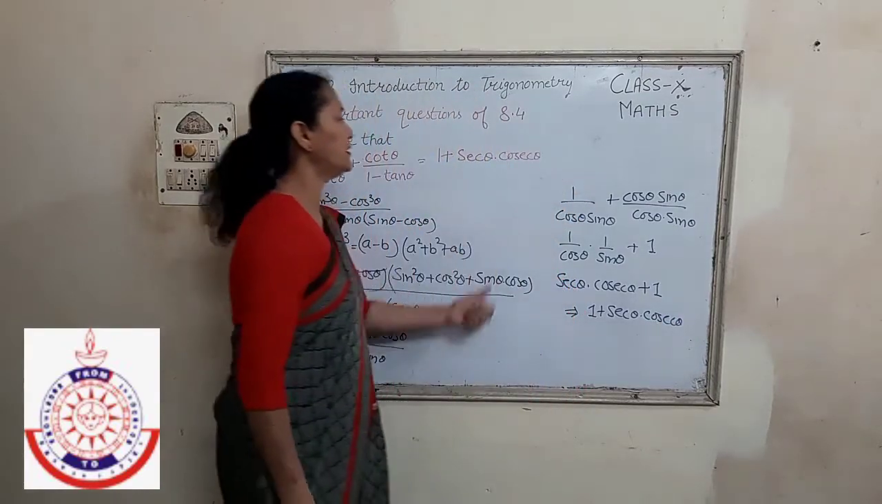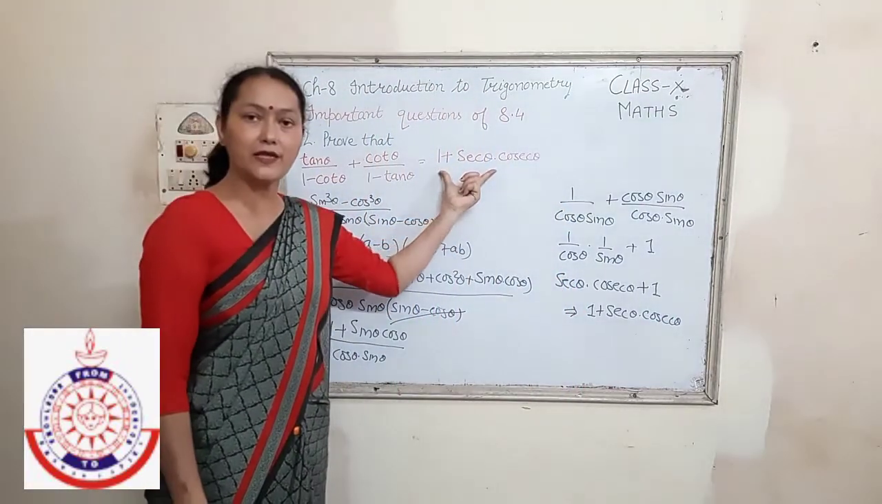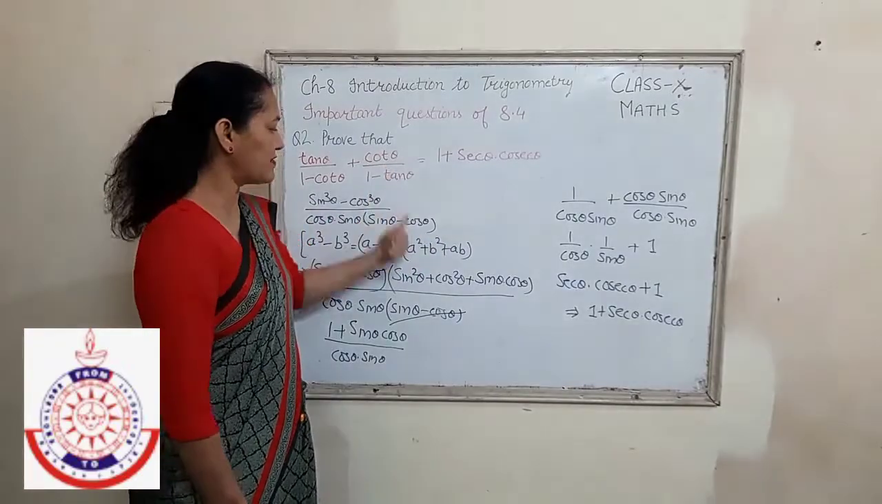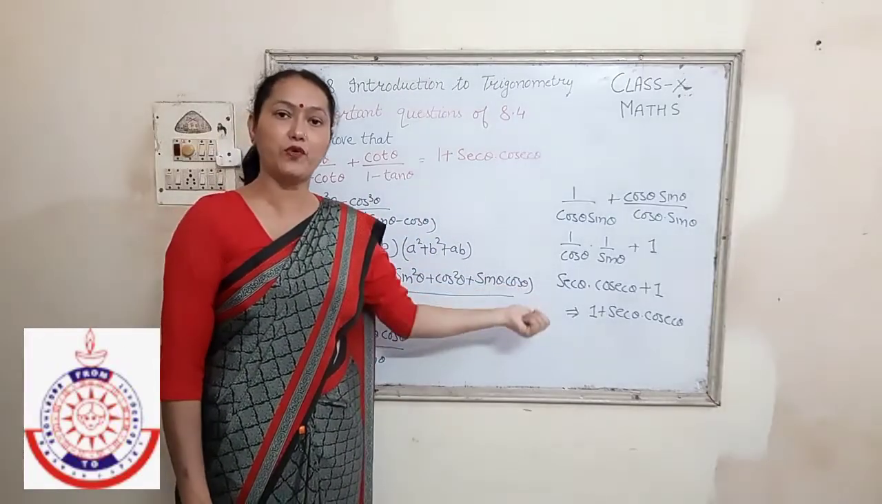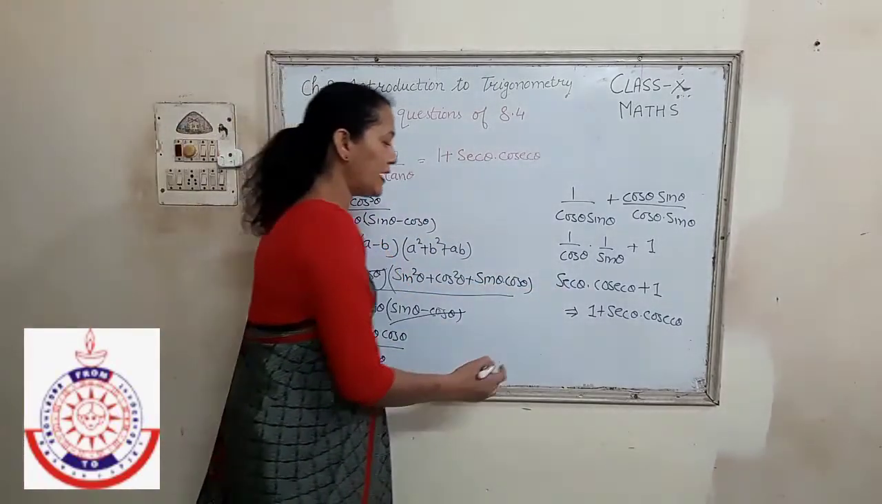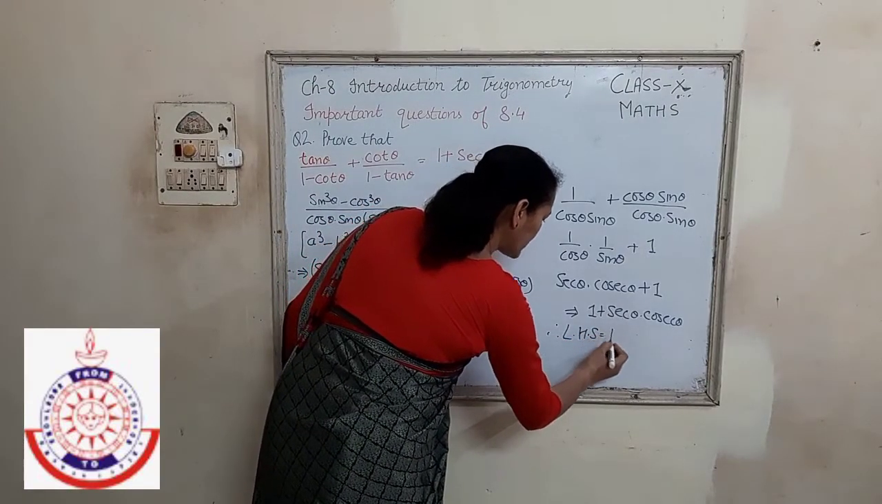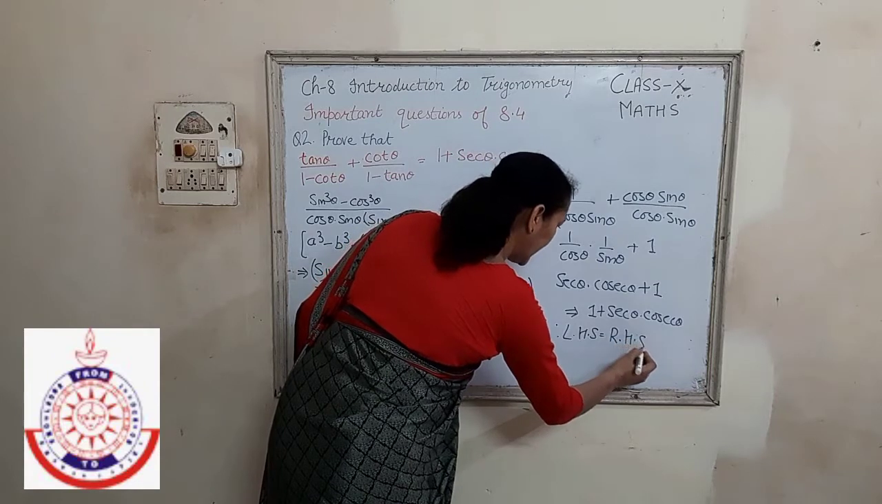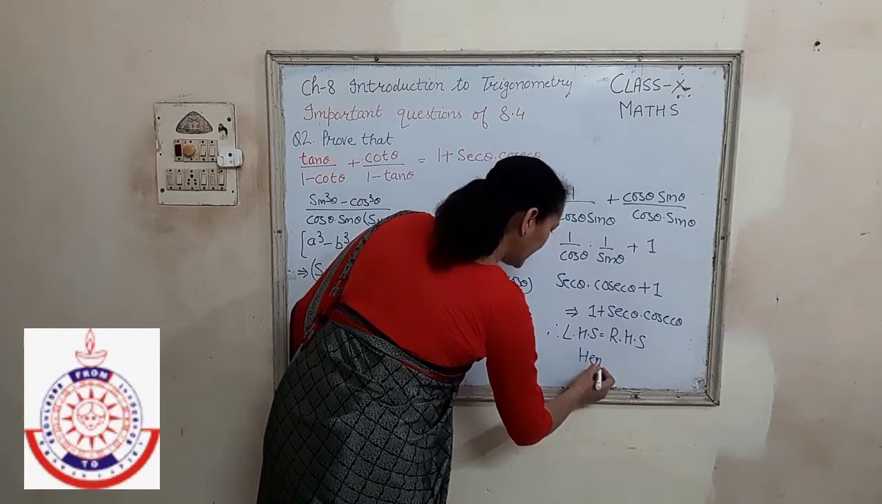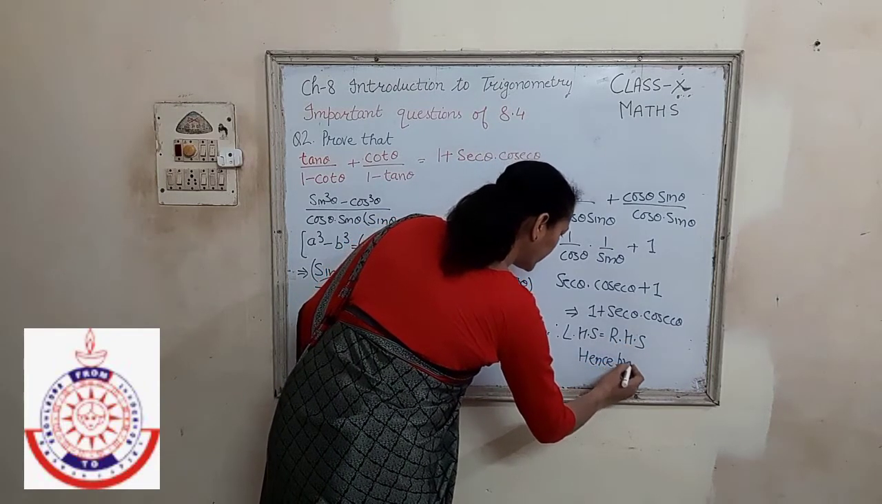Now watch carefully. This is same as right hand side. So what we have done? We have started solving left hand side. We have proved it equal to right hand side. So we'll be writing, therefore left hand side equals right hand side. And by the end of the question we have to write, hence proved.